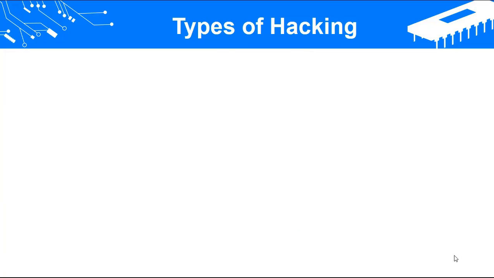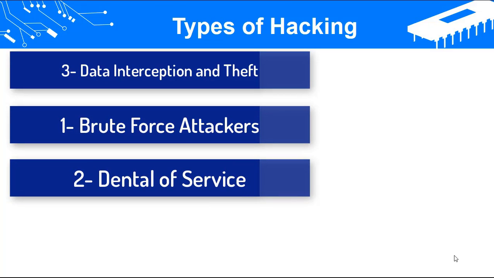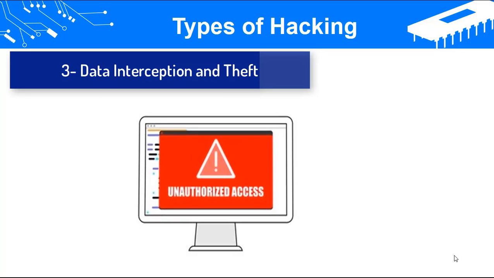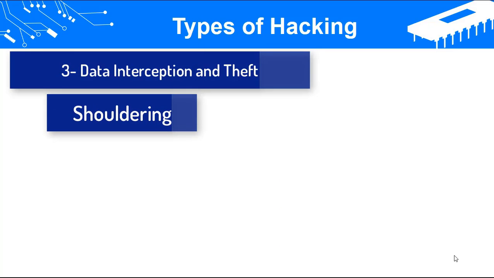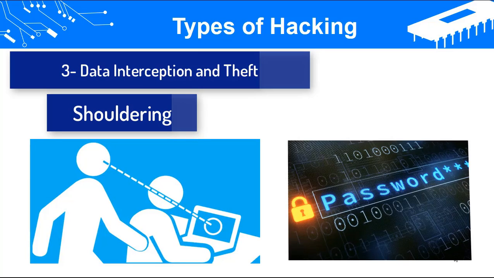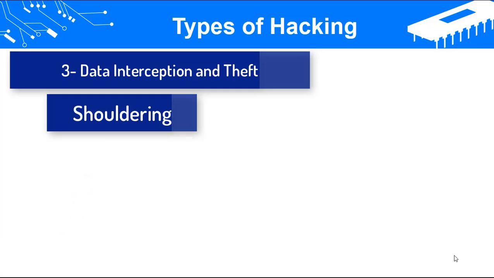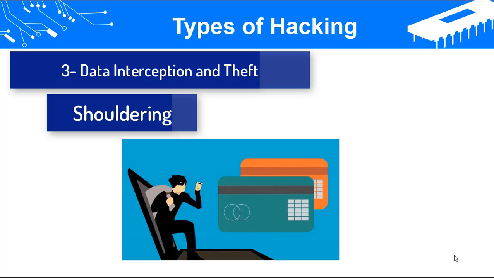The third type is data interception and theft. The first two types of hacking are remote theft, but there are other ways to gain unauthorized access to passwords and confidential material, like shouldering. It means looking over someone's shoulder while they type in their PIN or password. Gaining access to a computer that has been left logged in by the user when they go to lunch is another technique.